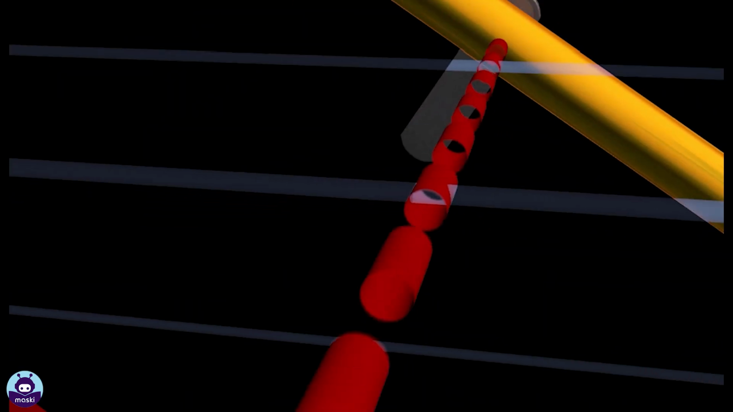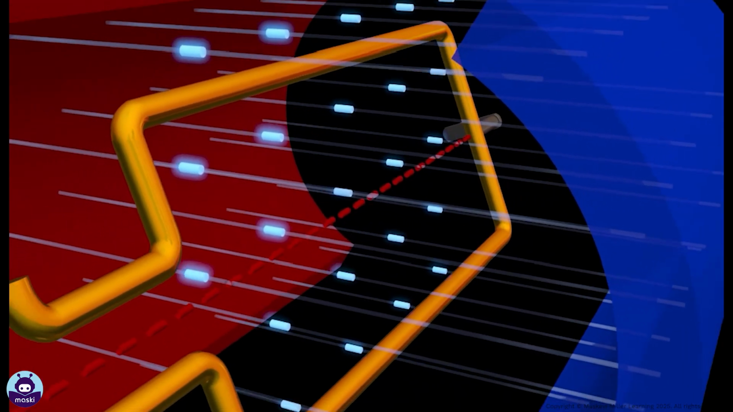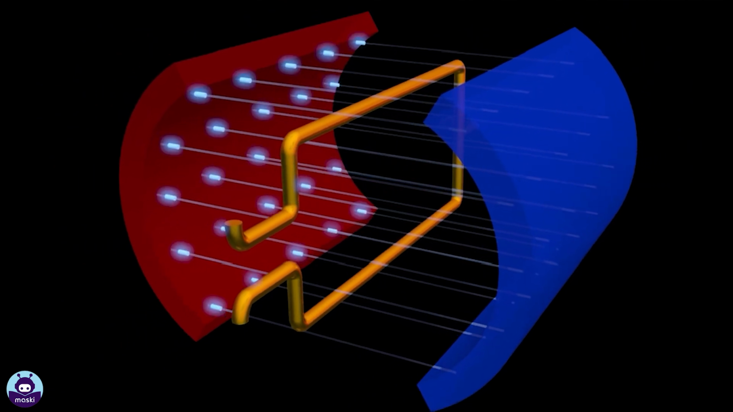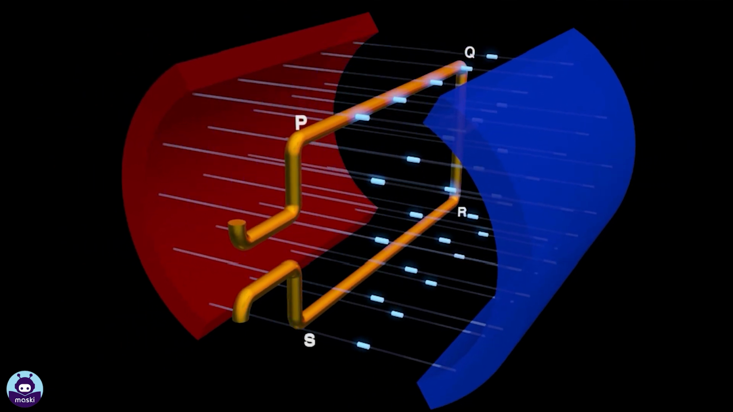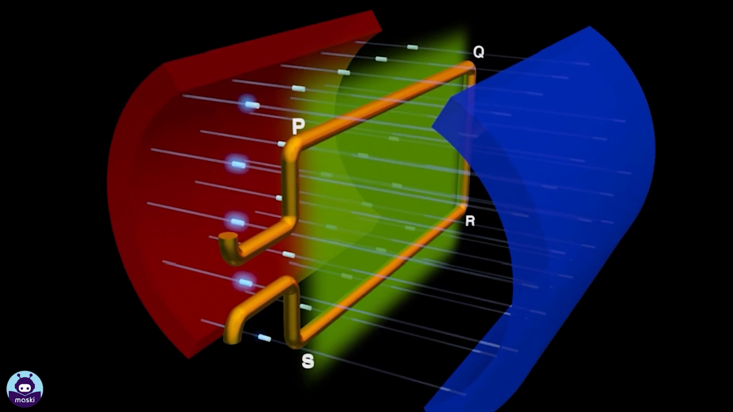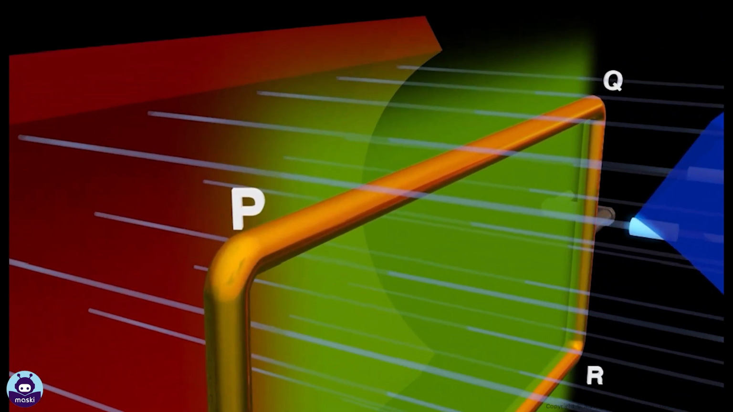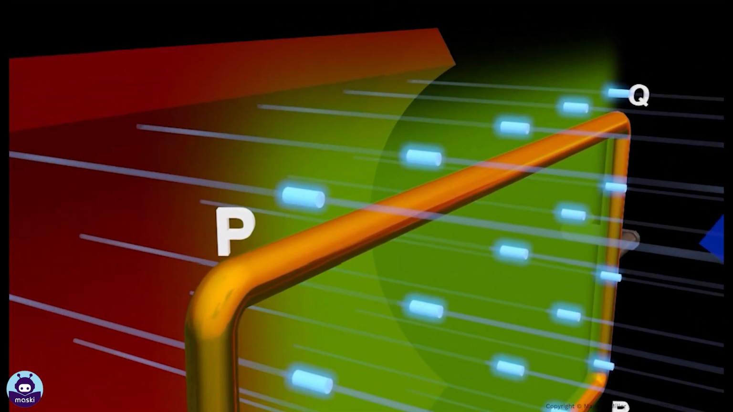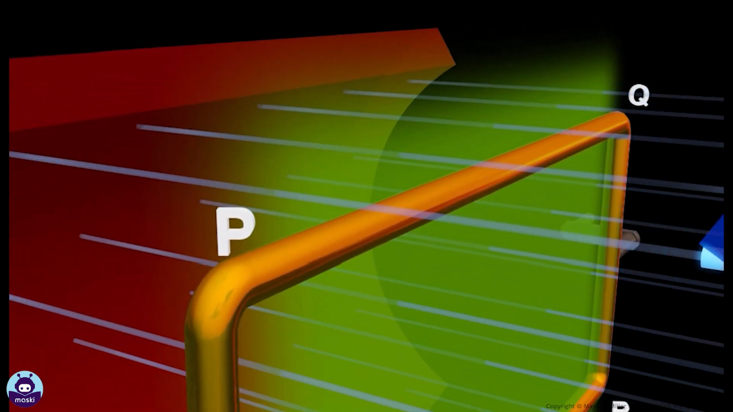The magnetic flux associated with the coil is maximum at this position. This is given by phi equals BA cos theta, where theta is equal to 0 degrees. The coil is rotated in the clockwise direction. As the movement of the coil starts, the magnetic flux reduces because the angle theta increases.